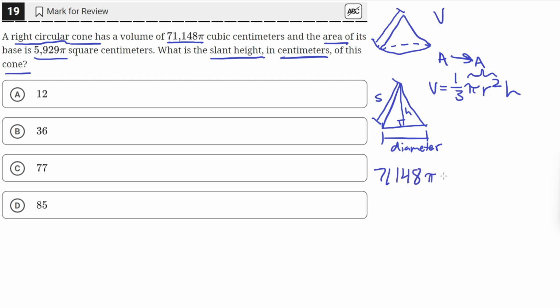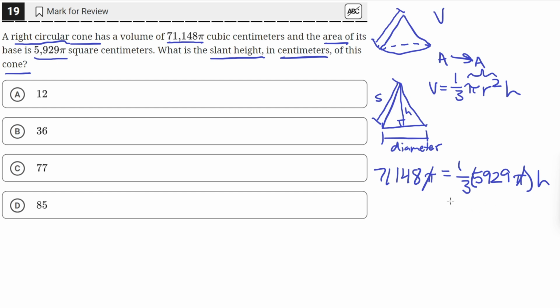71,148 pi, the volume, equals 1/3 times pi r squared, which is just the area of the circle, given as 5,929 pi, and that multiplied with h. So pi r squared is the area and 71,148 pi is the volume. Both of them are given, and we can easily just solve for h. So we can cancel out the pi by dividing both sides by pi, which gets rid of the pi's on both sides.